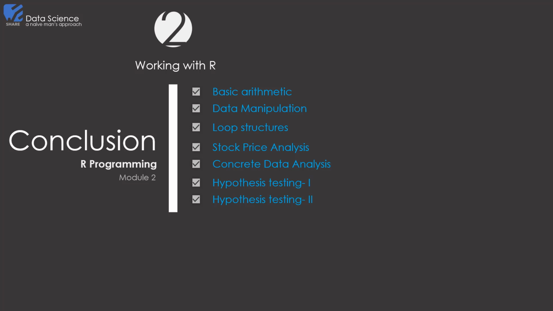Now in this section, we had covered basic arithmetic, wherein we performed some basic math operations in R. Then we delved deeper and learned to manipulate data by subsetting and performing basic mathematical operations on columns, etc. Then we learned loop structures such as for loop, while loop, and apply functions. After that, we did some basic analysis on stock price data, such as plotting the data, finding covariance, etc. And then we took another data set, concrete data, and again performed basic analysis such as exploring data, outlier detection, plotting, correlation plots, and so on.